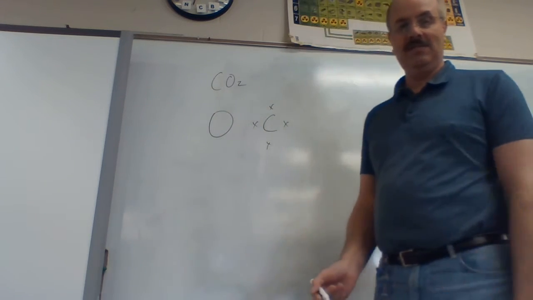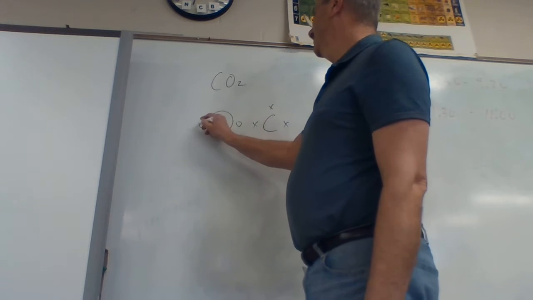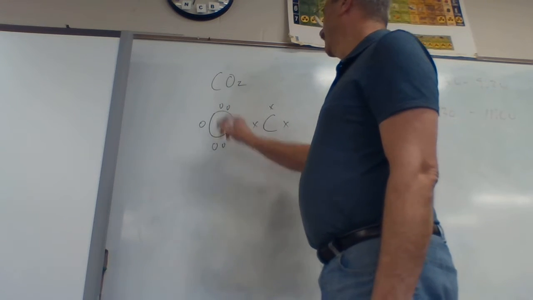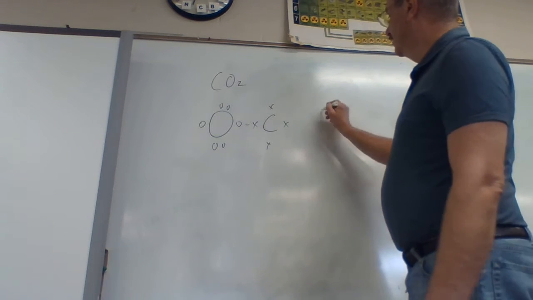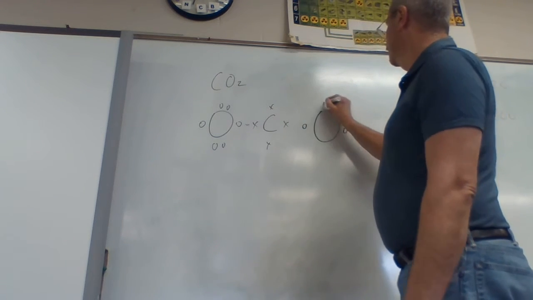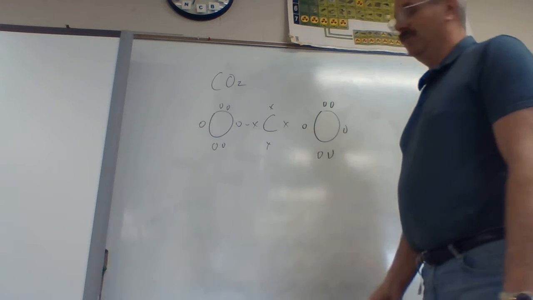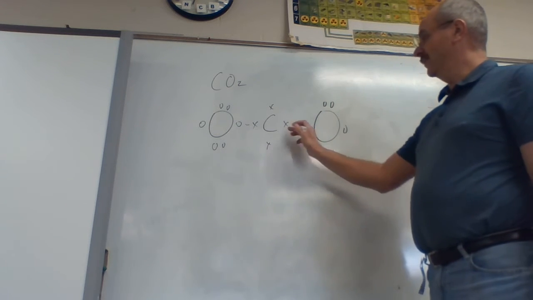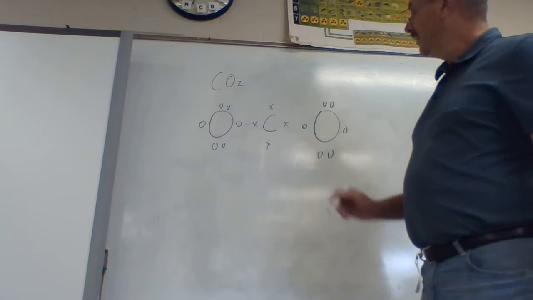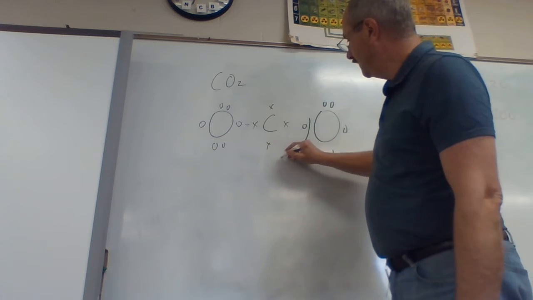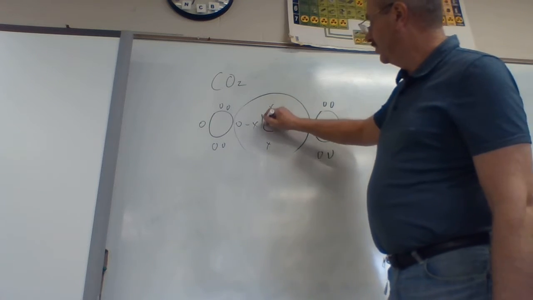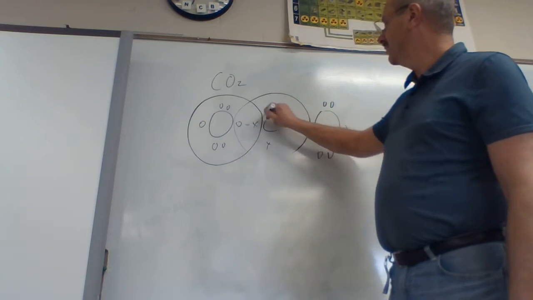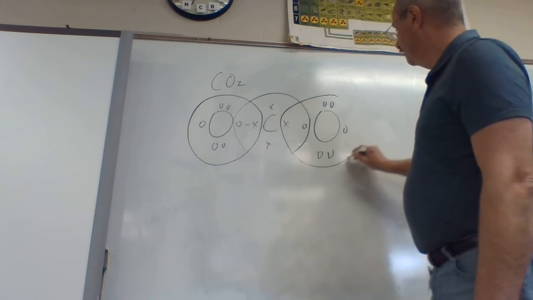Oxygen has 6 valence electrons, so here's his 6. And I'm going to at least do a single covalent bond between these two. Then we'll do the other oxygen over here. There's his 6, and he's got a single covalent bond there. And if I do my circles here, just to see, here's the carbon in the middle. And then we do this one. There's the oxygen, and here's this oxygen.